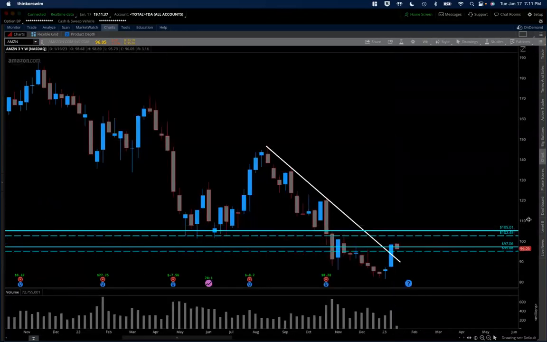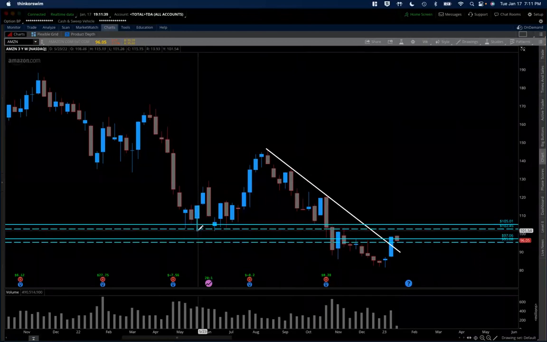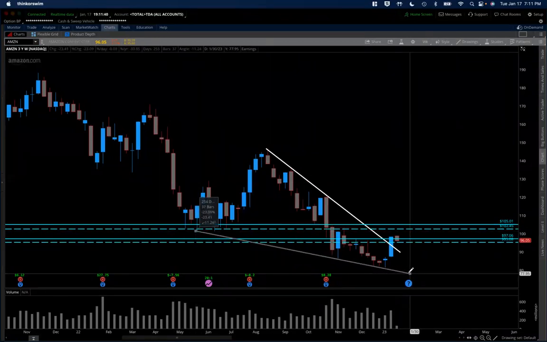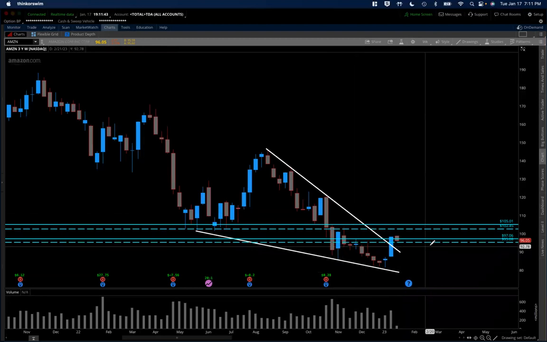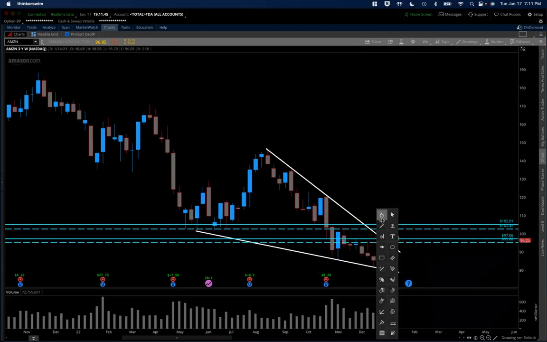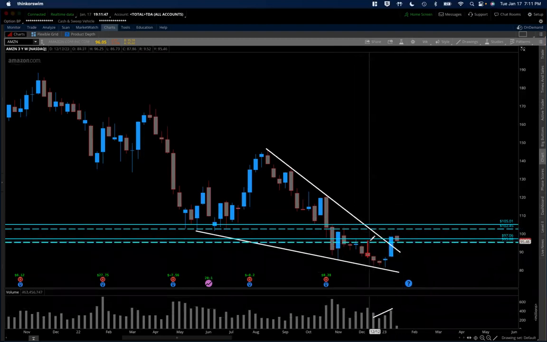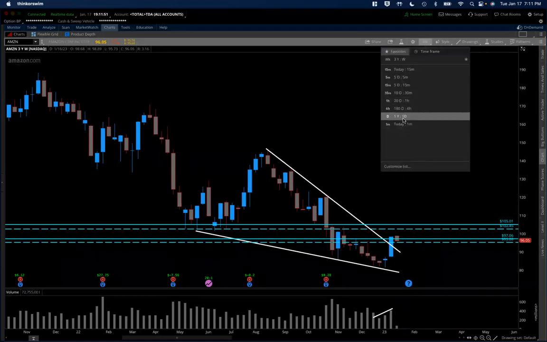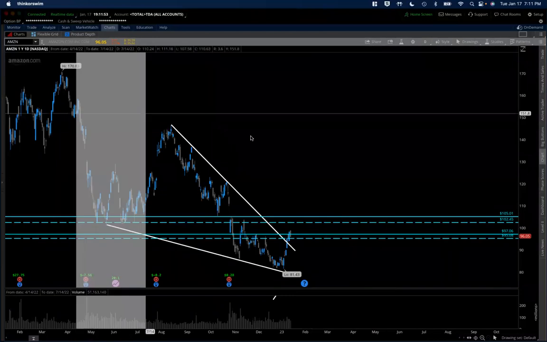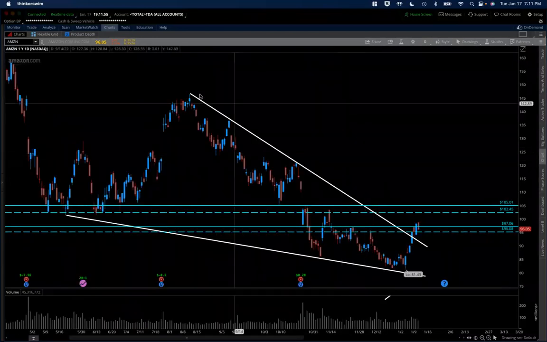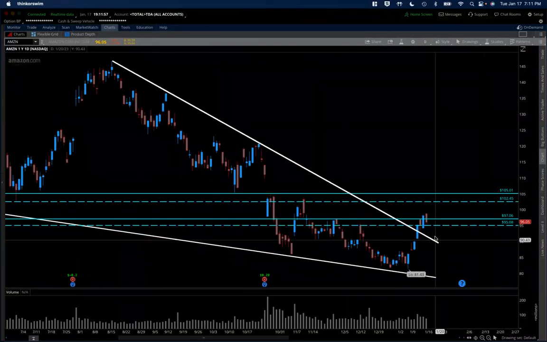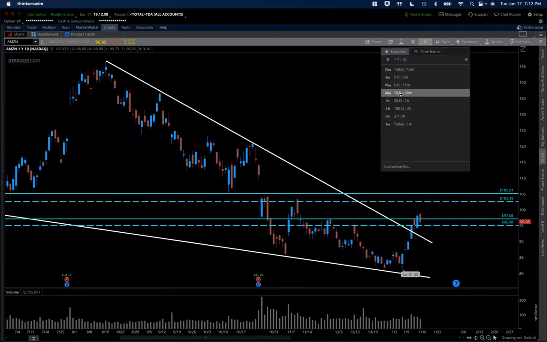So check this out. This is Amazon Weekly right here. If I draw out this trend line again, notice nice falling wedge right here. We got the nice volume back breakout. And right now we're actually coming down for a retest. So I'm going to be looking to these lower levels of support to potentially go long. And that's what I'm going to continue to have my eyes on, is just look for some of these levels to act as support.